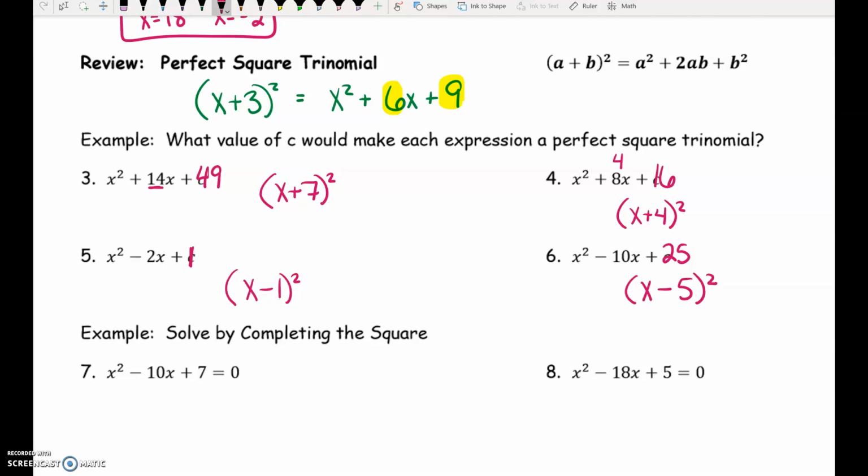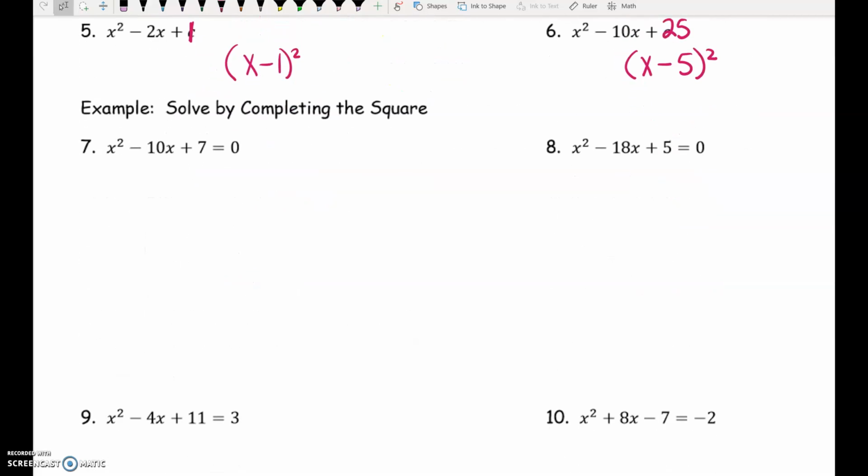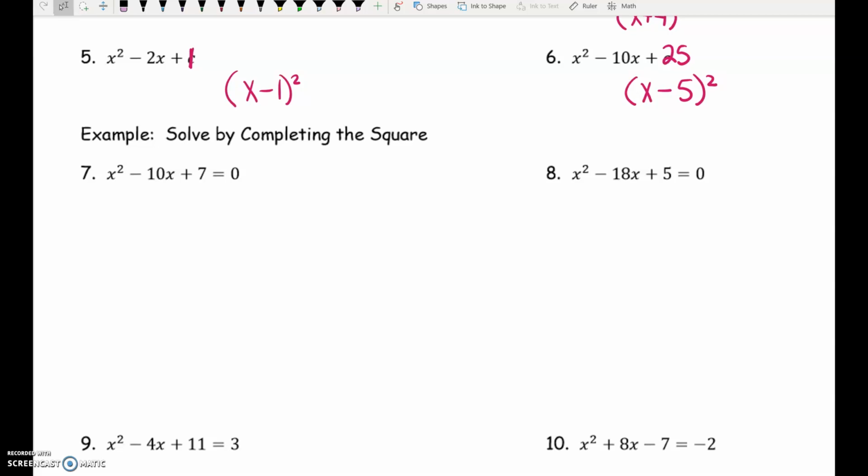Okay, now let's actually get to what we're really doing for today. We are solving by completing the square. If I gave you number 7 and said, try to solve this, we can't solve by square roots because we have x squared and x. So we try to factor. Two numbers that multiply to give us 7 and add up to negative 10. Those numbers don't exist, so we can't factor this. So we are going to create a completing the square situation.